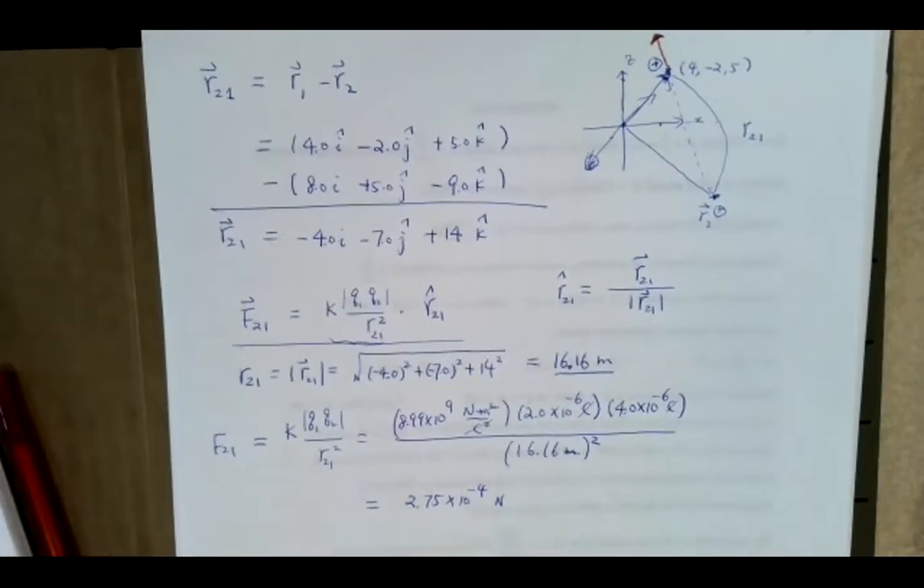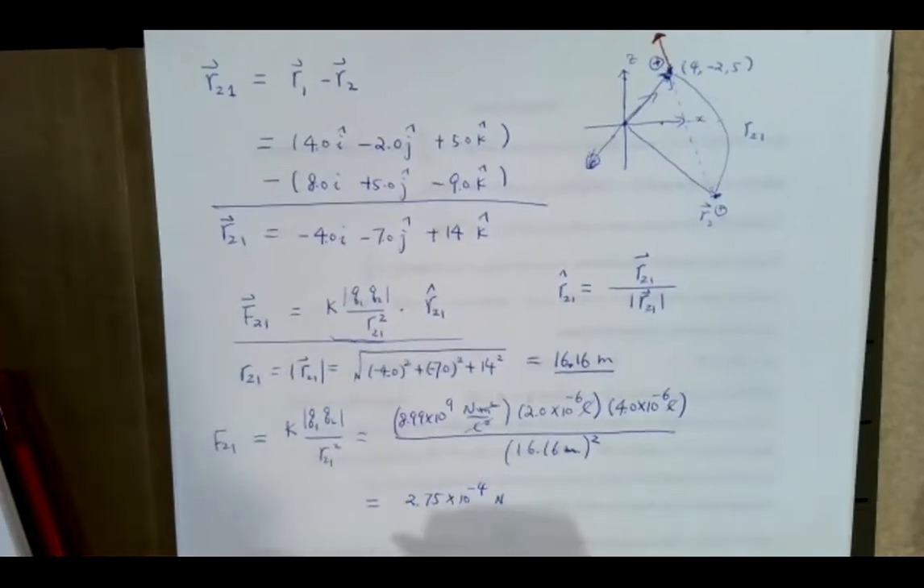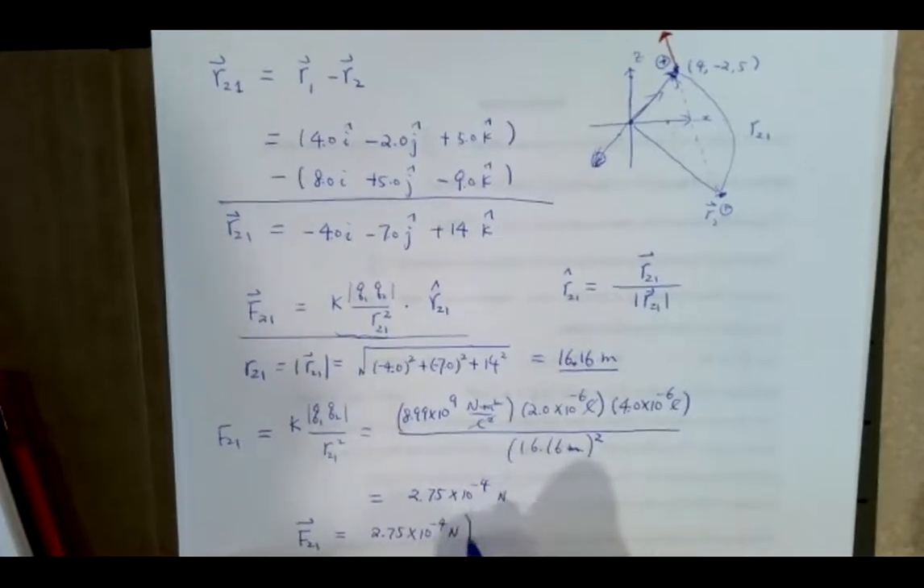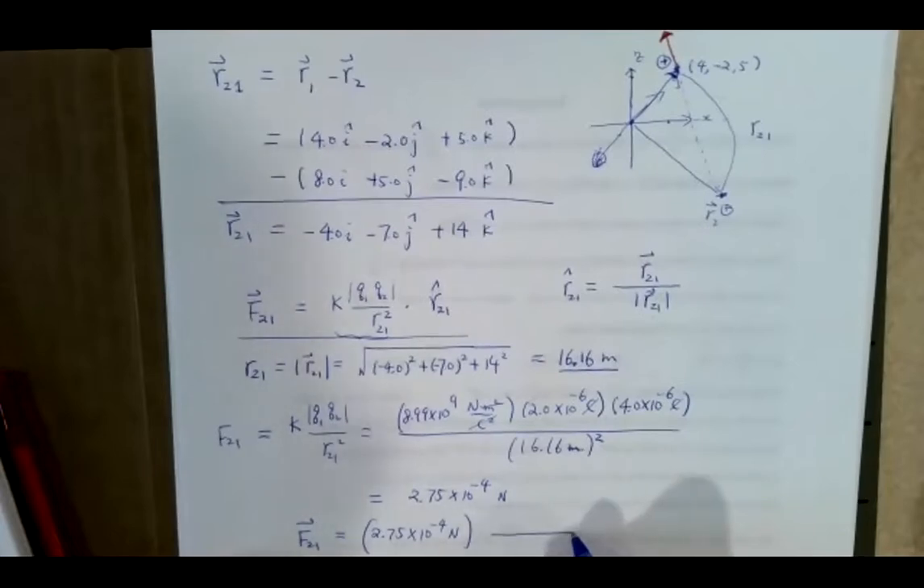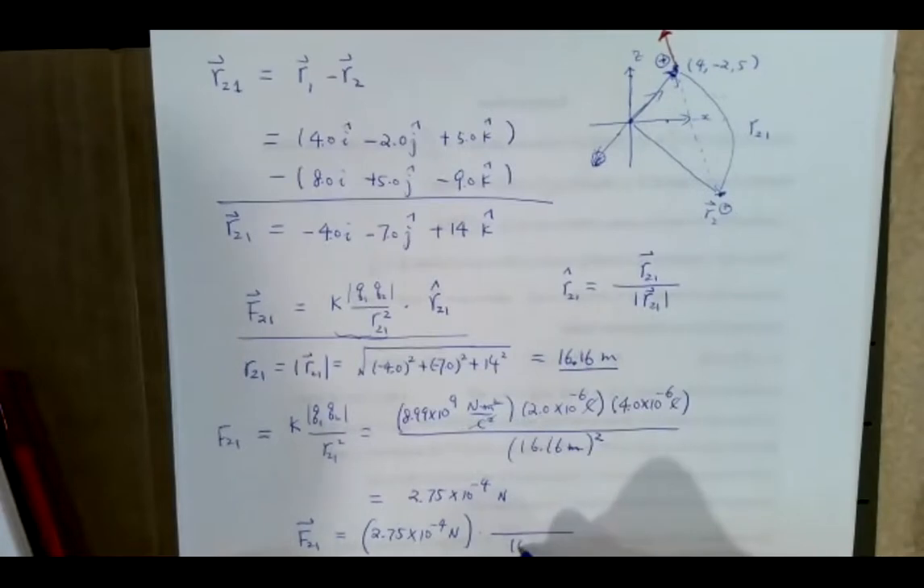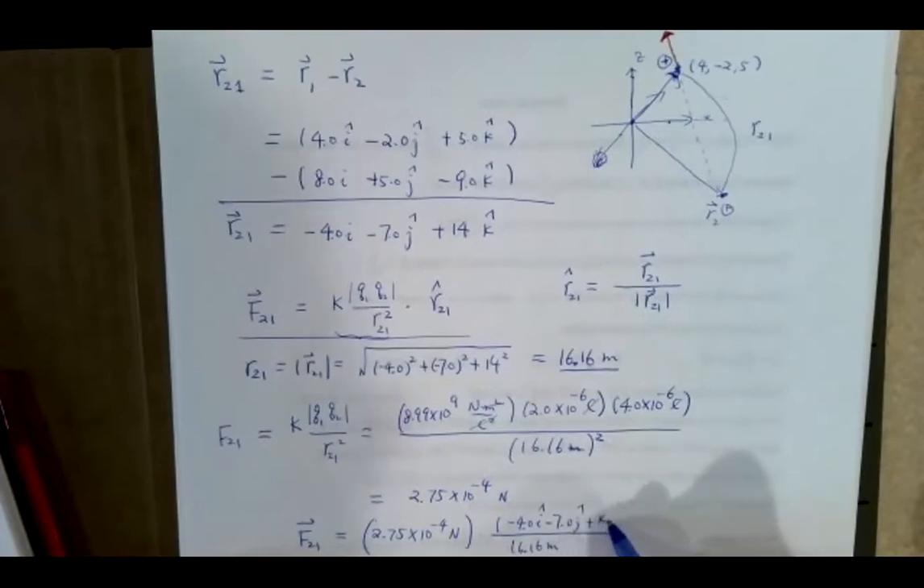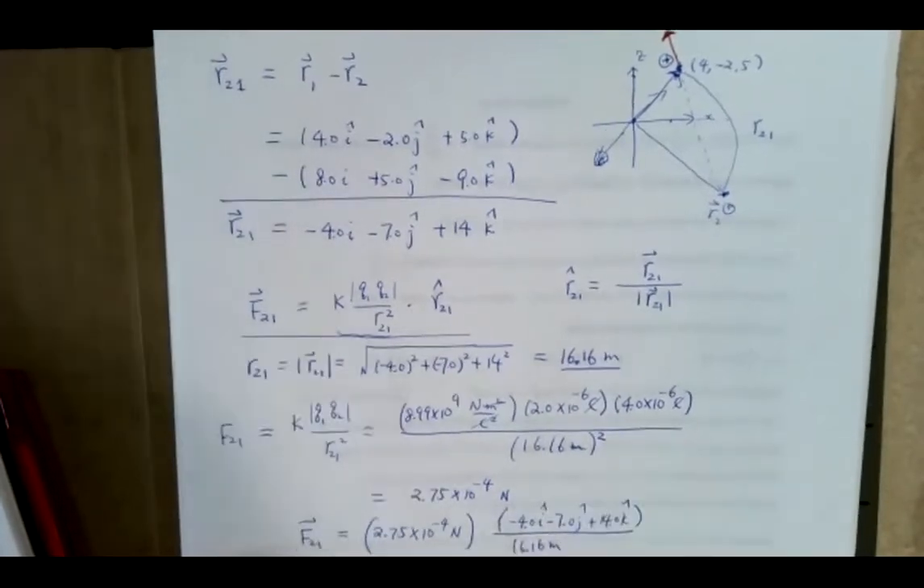All right, so then you can write it this way. F21, the force as a vector, is equal to 2.75 times 10 to the minus 4 newtons times the unit vector. The unit vector will be this guy: 16.16 meters for the magnitude, and then just put this guy here, 4.0 i minus 7.0 j plus 14.0 k. So this is the vector form.